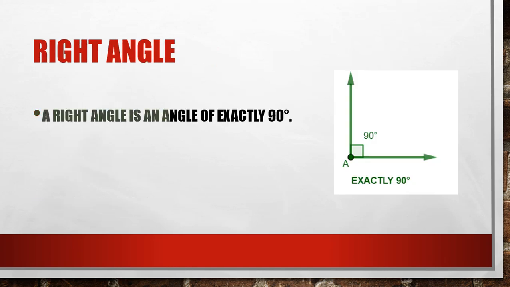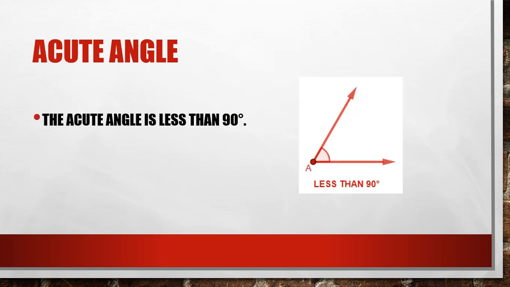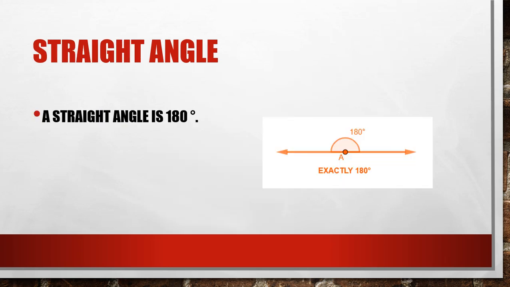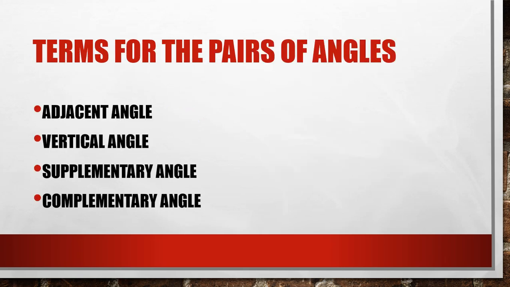Right angle. A right angle is an angle of exactly 90 degrees. Acute angle. The acute angle is less than 90 degrees. Obtuse angle. The obtuse angle is greater than 90 degrees but less than 180 degrees. Straight angle. A straight angle is exactly 180 degrees.